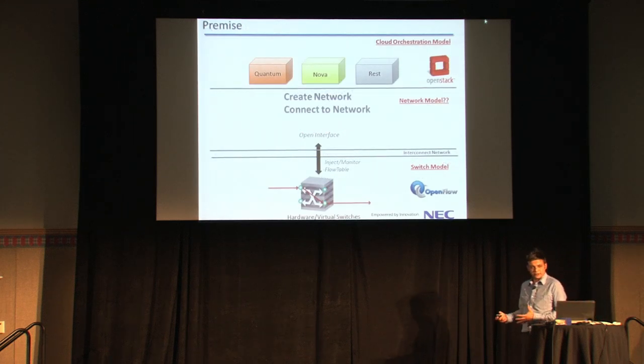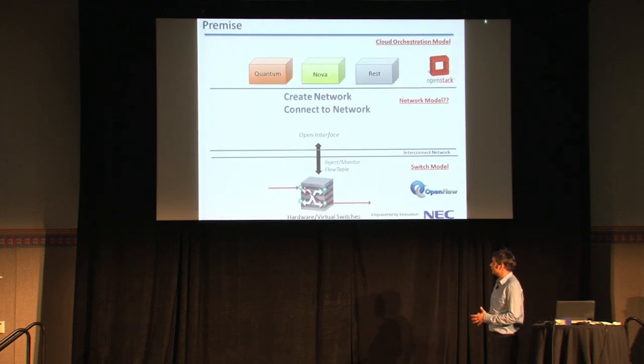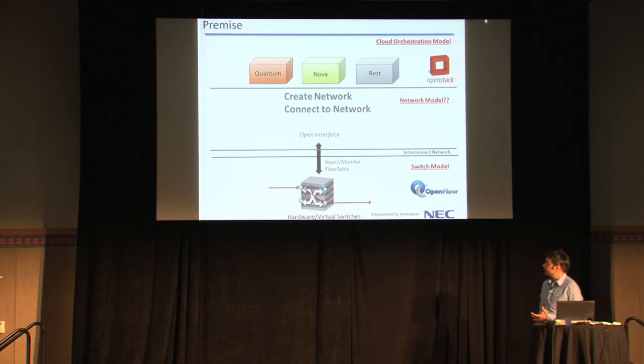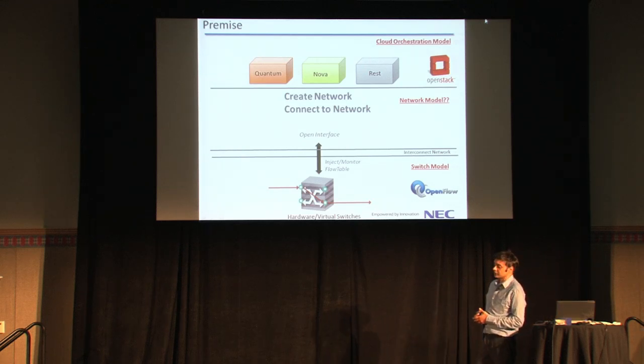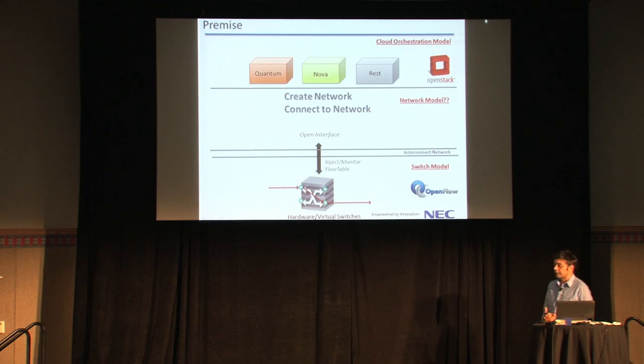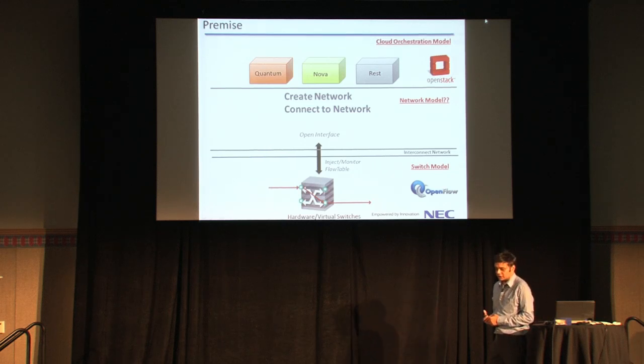So here we start with the premise of this talk. What we understand is that OpenFlow provides a switch level model, which allows you to program the switch. And you also see the cloud orchestration model from OpenStack, which gives you Quantum and Nova and the rest of the things. But particularly, we are mostly interested in Quantum and Nova, which participate in the whole network behavior. What we want to know in this talk is, what is the middle ground between them? You have a switch, you have the orchestration. Who provides the network model from the switch to the orchestration? That's the part we are going to discuss initially in this talk.